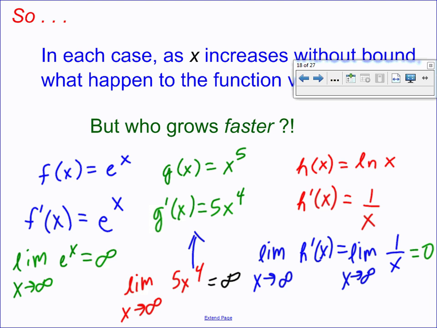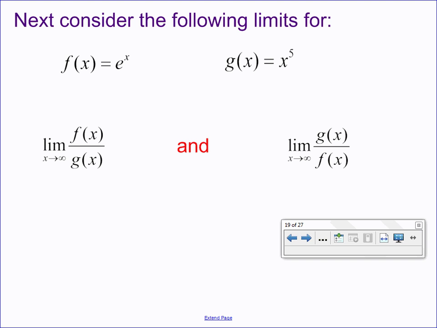All right, there's a much easier way. Let's consider the quotient of my functions, f of x over g of x, or g of x over f of x. We recognize L'Hopital's rule would be applicable. As x goes to infinity, we get infinity over infinity, and we can differentiate top and bottom in accordance with L'Hopital's rule until we arrive at either an infinite or a zero limit. So we can compare growth rates of growth.